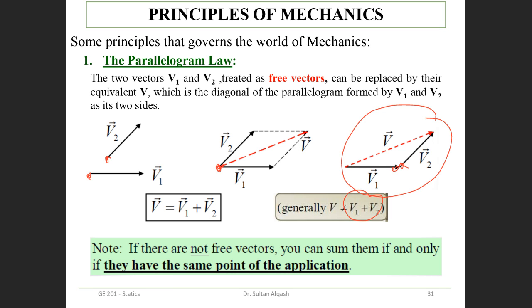What does that mean? This note said that we said the parallelogram law is only concerned with free vectors, but they suppose that they are not free vectors, but they have the same point of application. So this one force here, and here another force. So I can still add them. Find the component of this one, find the component of this one, right? And then I find the resultant. Clear?